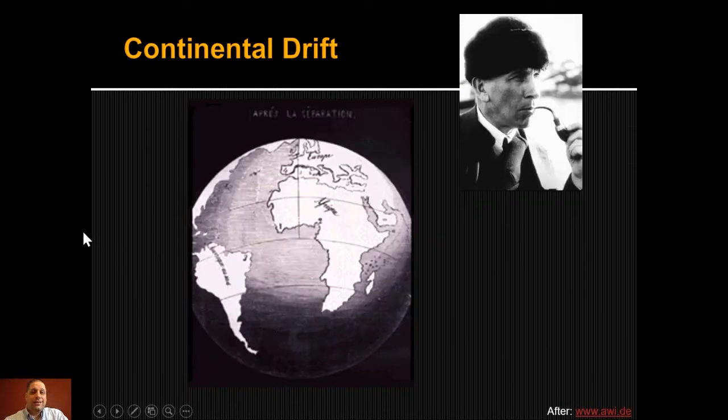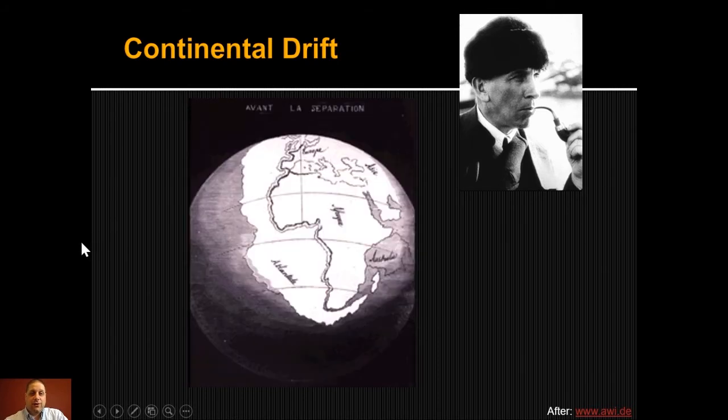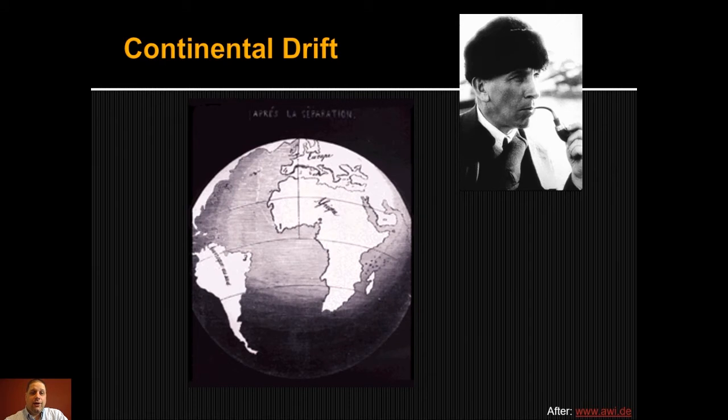So Wegener called his idea continental drift. The idea was that the continents drifted across the face of the Earth. And so here is the Earth today in an illustration from one of his books. Kind of a funny illustration.